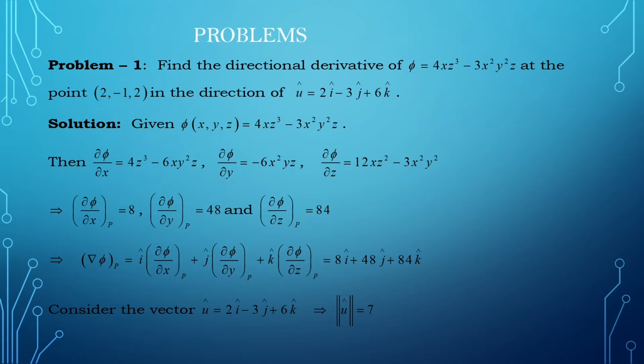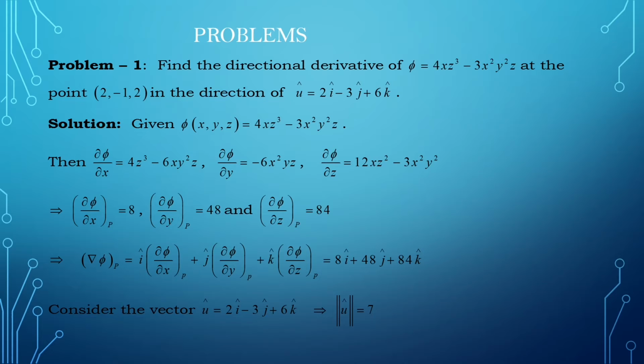Now we have to find dou phi by dou y at the given point P(2, minus 1, 2). If we substitute x equals 2, y equals minus 1 and z equals 2, we get dou phi by dou y at P equals 48. Similarly, dou phi by dou z at P equals 84. Now we have to find the gradient of phi. The gradient of phi is denoted by del phi, which equals i cap dou phi by dou x plus j cap dou phi by dou y plus k cap dou phi by dou z.